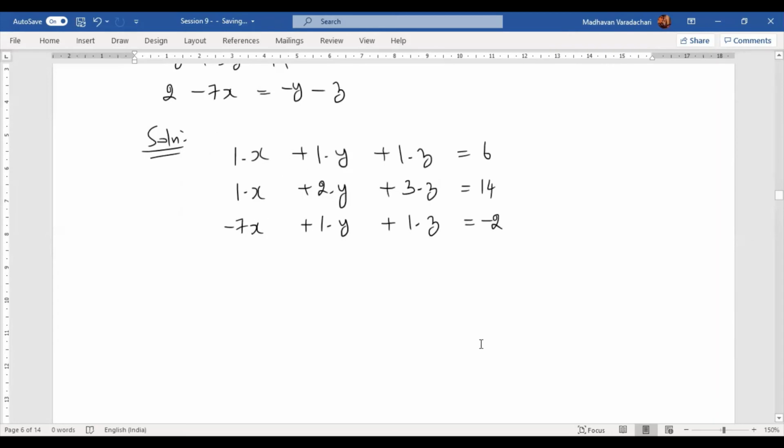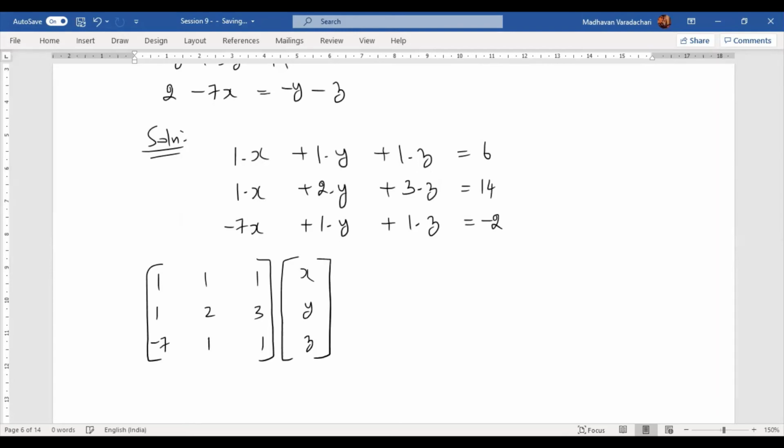Now, because we are going to use matrix inverse, I can write this left hand side in terms of a matrix like this. 1, 1, minus 7, 1, 2, 1, 1, 3, 1, multiplied by X, Y, Z. If I multiply, what will happen? 1 into X plus 1 into Y plus 1 into Z. You get the first equation. Then coming to the second one, 1 into X plus 2 into Y plus 3 into Z. You get the second one. So I can equate this to another matrix, 6, 14, minus 2. So you have converted equations into matrix form. That is what we did.